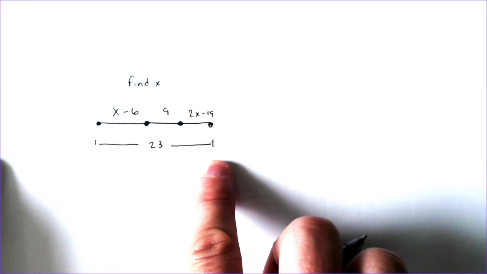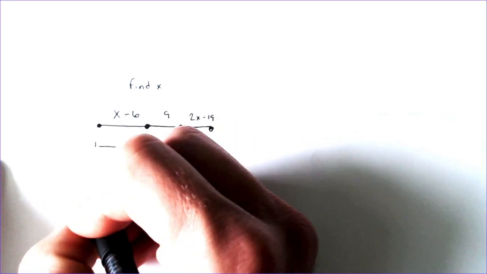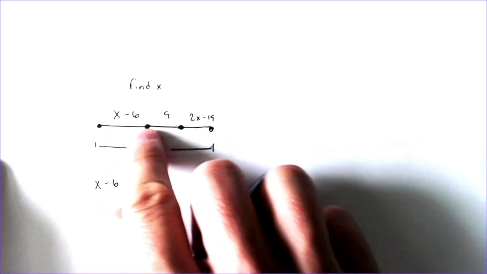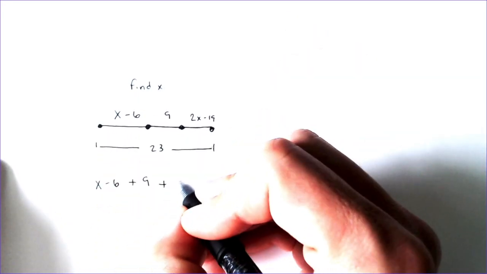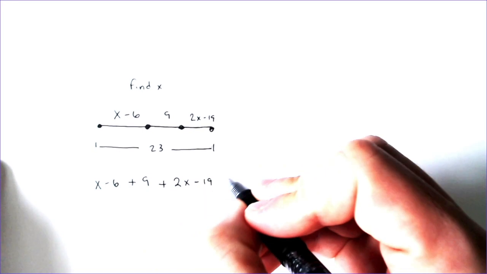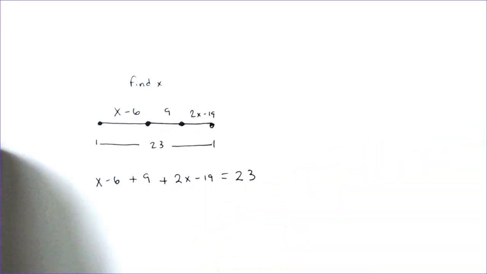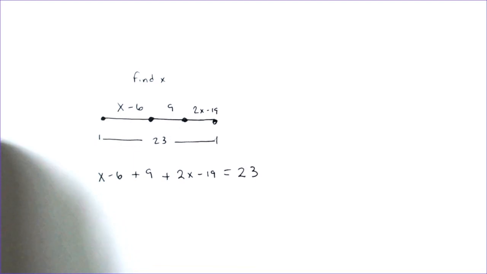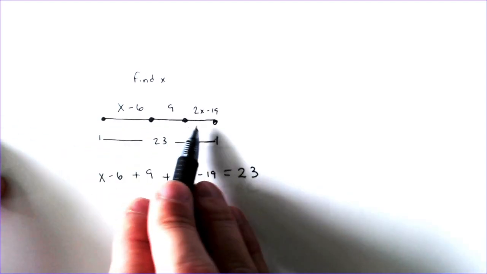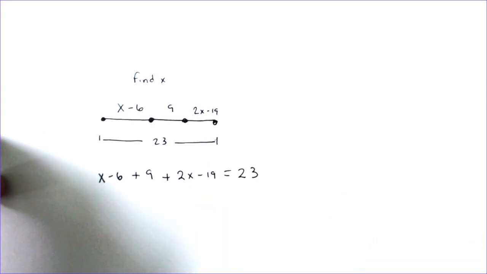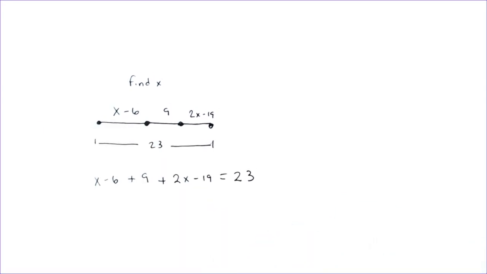Well, the whole thing is 23. So if I were to add up x minus 6 and 9, first 2 sections, and I keep going and add up the 2x minus 19, that would have to equal the entire length of the line, which is 23. So we added up all 3 shorter sections to equal the whole thing from one end to the other. From here, you have to combine like terms and solve this equation.